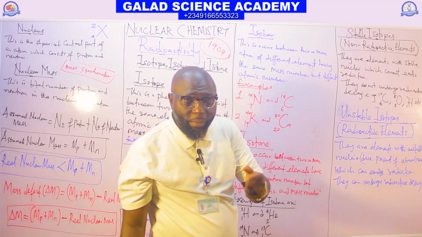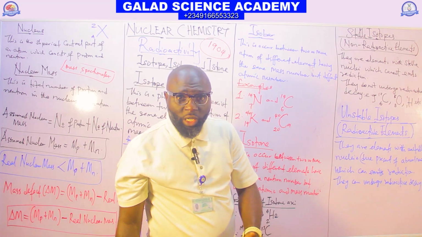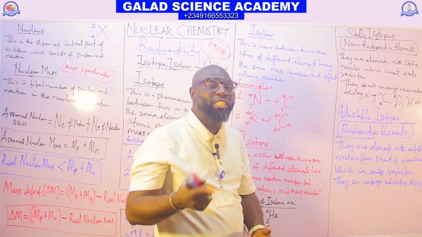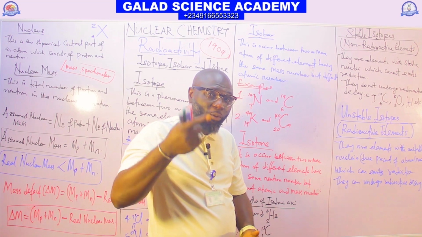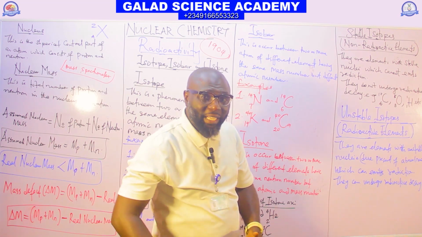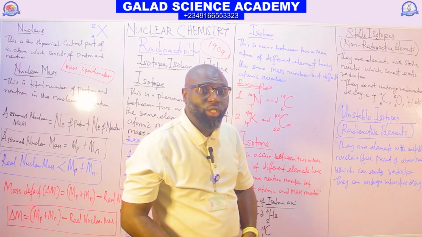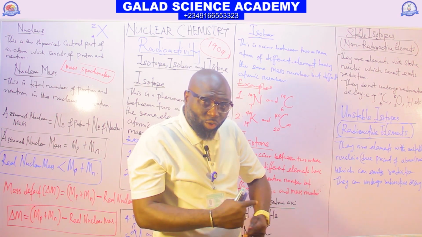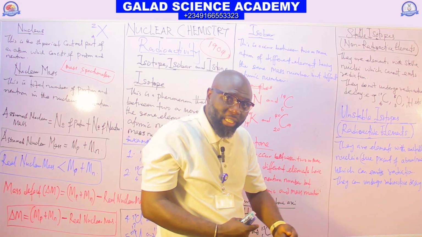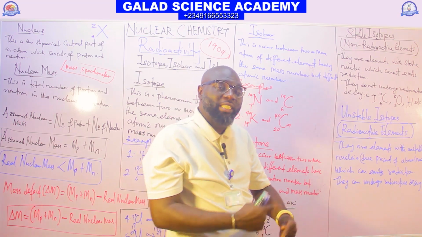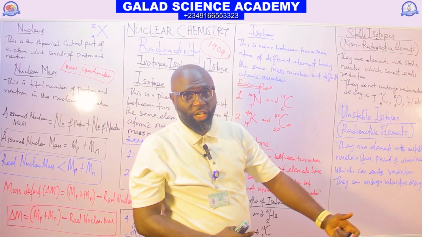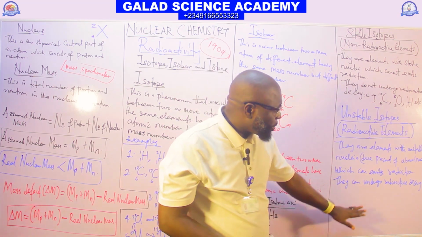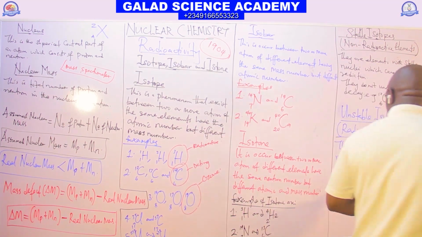Why is it that the radioactive element emits radiation? The radioactive elements are unstable, they have an unstable nucleus. In order to make their nucleus stable, they need to transform to another element. If they transform to another element, they will release radiation. By that, they will become stable.